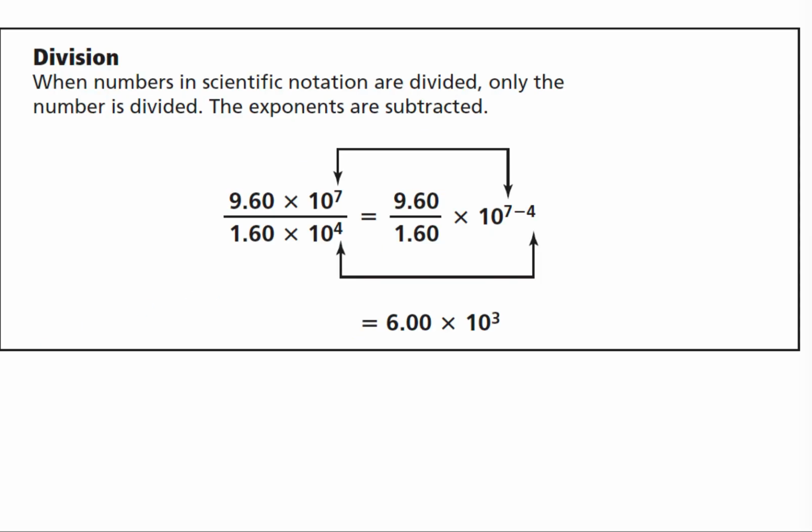All right, and let's take a look at division. When numbers in scientific notation are divided, only the number is divided. The exponents are subtracted. So division and multiplication are reciprocals. You can look at multiplication and division in similar ways, similar except opposite. So instead of adding with our exponents, now we're subtracting with our exponents. We're taking these problems, we're basically chopping them into two different problems and then doing the division here and the division here and then putting it back together.